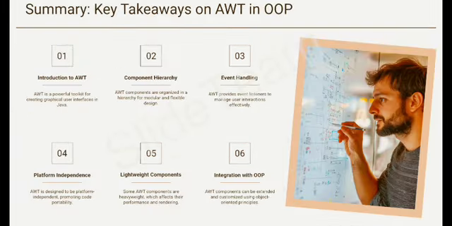Let's see about key takeaways. To summarize, AWT is a foundational toolkit for Java graphical user interfaces. Its component hierarchy promotes modular and flexible design. Event handling is a strength but can be complex in larger systems. Platform independence and object-oriented integration support code reuse and portability. Developers are encouraged to test for compatibility and prioritize user experience in UI design.